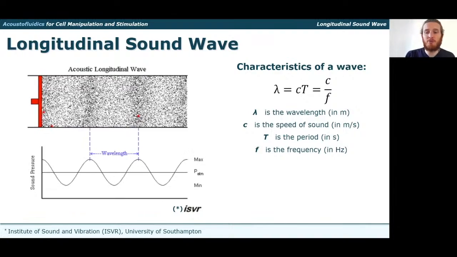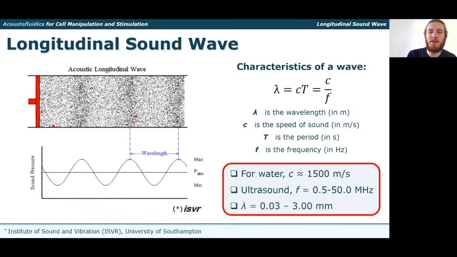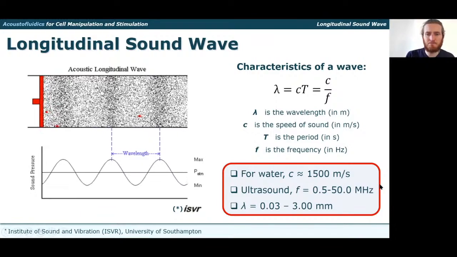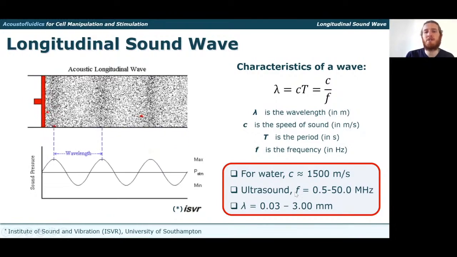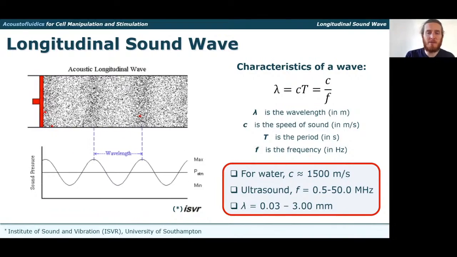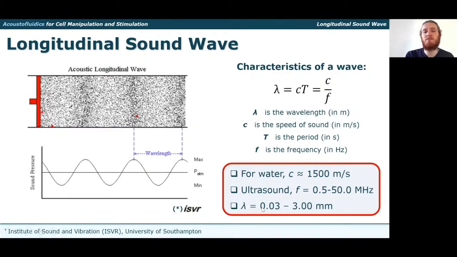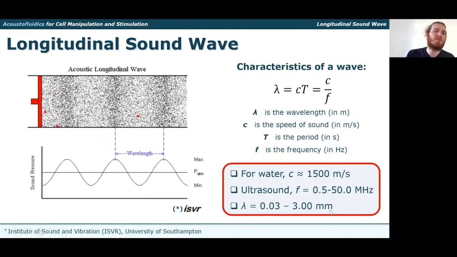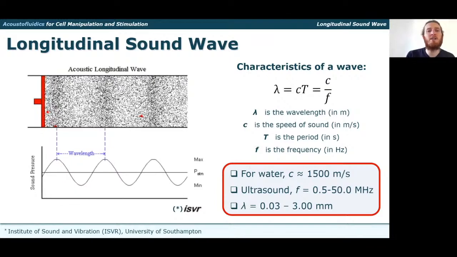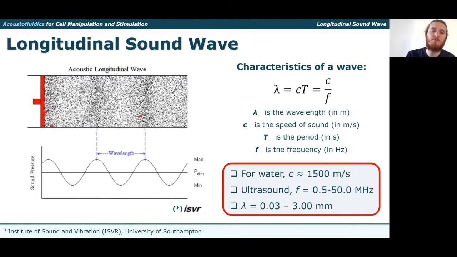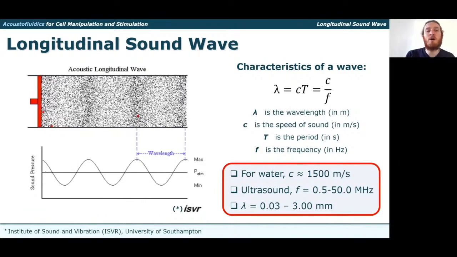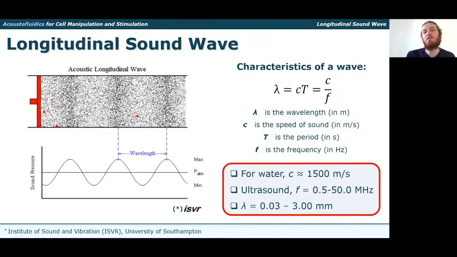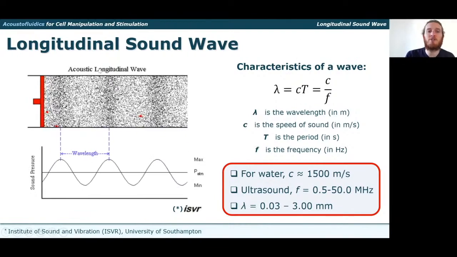If we consider the case of an acoustofluidic resonator, the fluid medium can be approximated as water, which has a speed of sound of approximately 1,500 meters per second. Typical ultrasound frequencies for these resonators are in the order of 0.5 to 50 megahertz, which in turn leads to a wavelength of the ultrasound wave in the range of 0.03 to 3 millimeters. In the context of this presentation, we'll treat ultrasound waves as longitudinal waves, and in some cases also as plane waves. Where a plane wave is a wave where quantities vary along the direction of wave propagation as well as over time, but they are constant over a plane which is perpendicular to the direction of wave propagation.